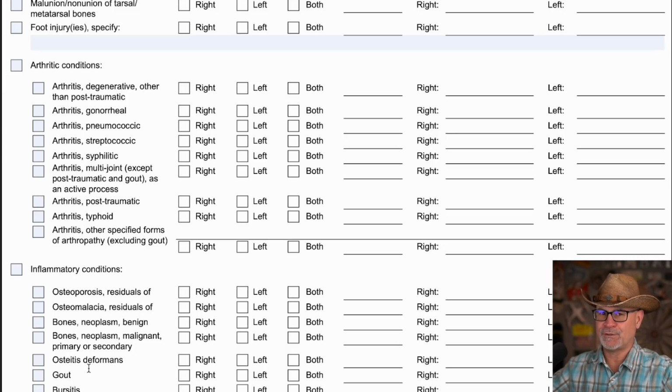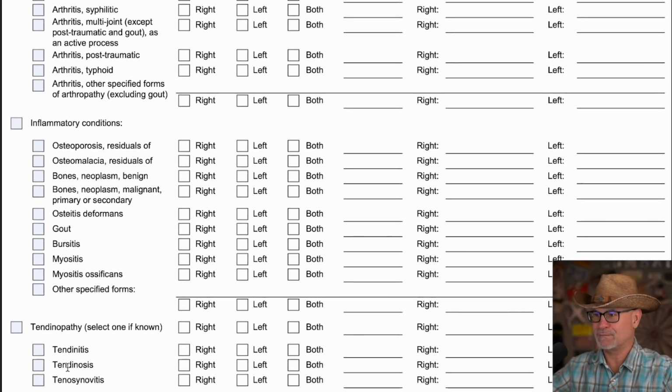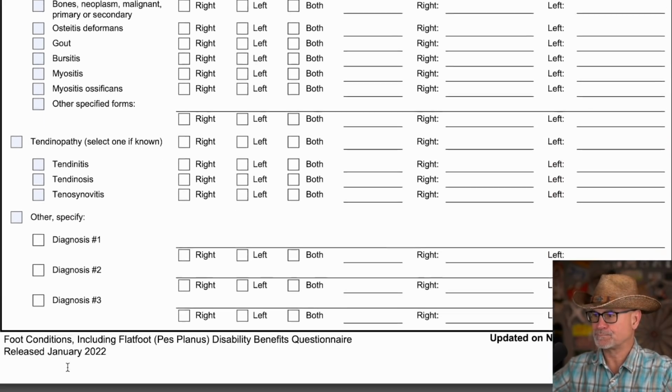So it's important to look through this DBQ, see what you have, and then anticipate what the doctor is going to fill out for you. It's a good idea to take this to a private doctor. VA doctors usually won't do it. They might. And have one of these filled out before you file your claim, so you have something to compare it to. You have a doctor on board.